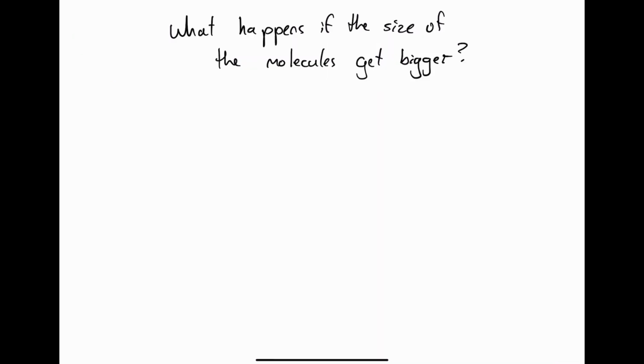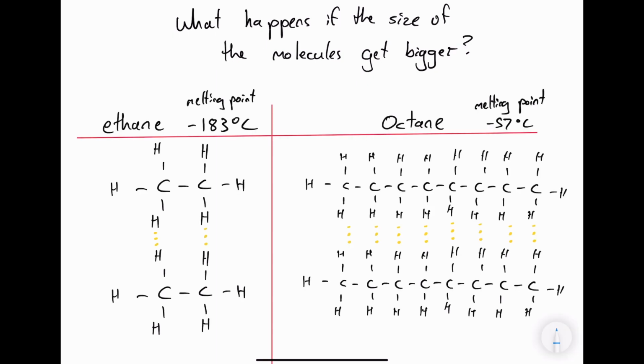What happens if the size of the molecules gets bigger? Well, let's look at an example of ethane and octane. Ethane has a chemical formula C2H6, and octane has the chemical formula C8H18. And as you can see, octane is a much larger simple covalent molecule compared to ethane.